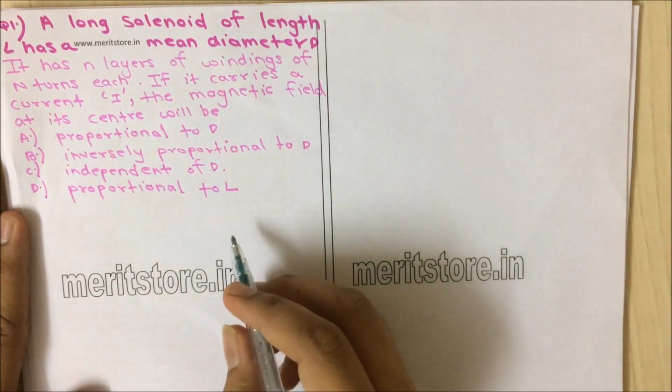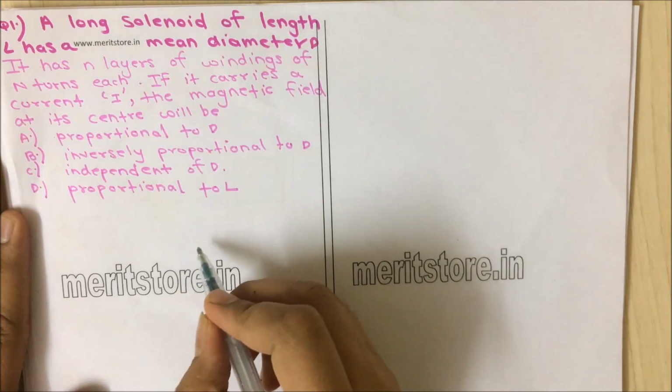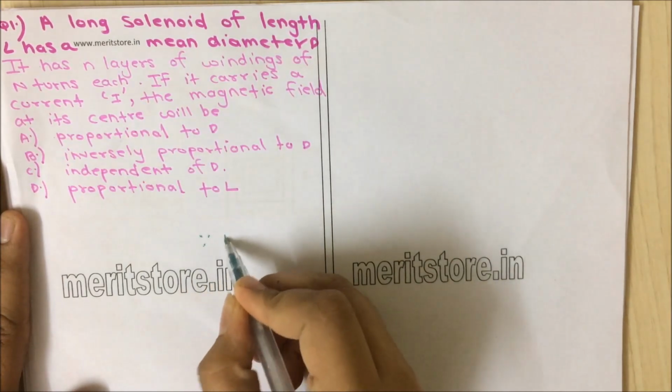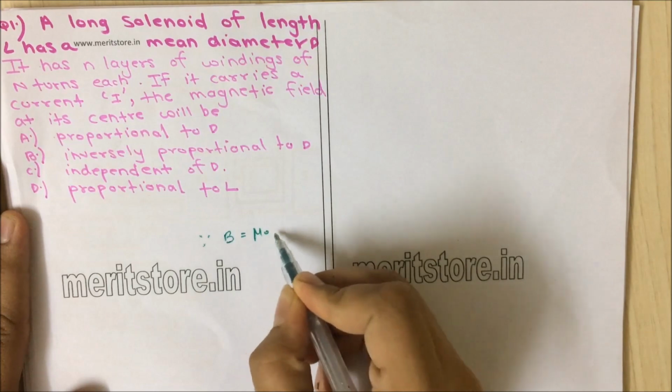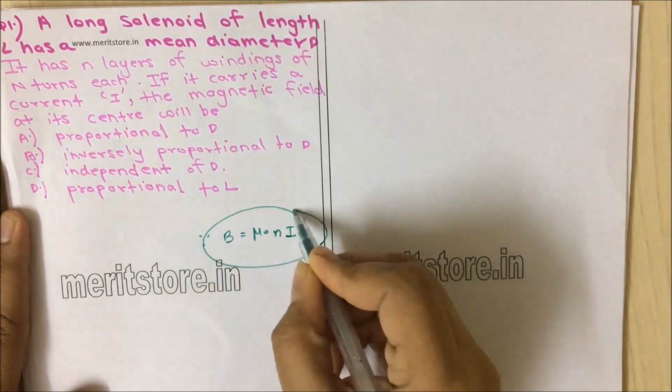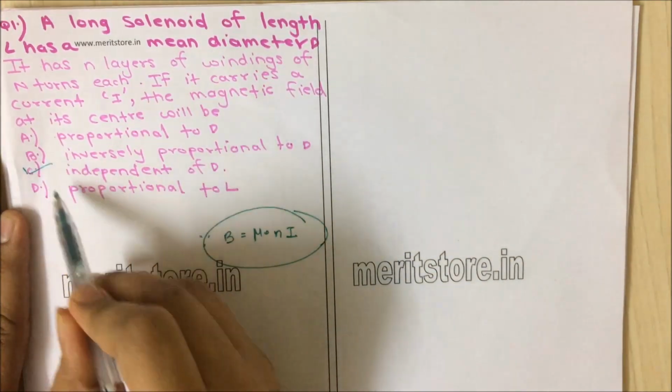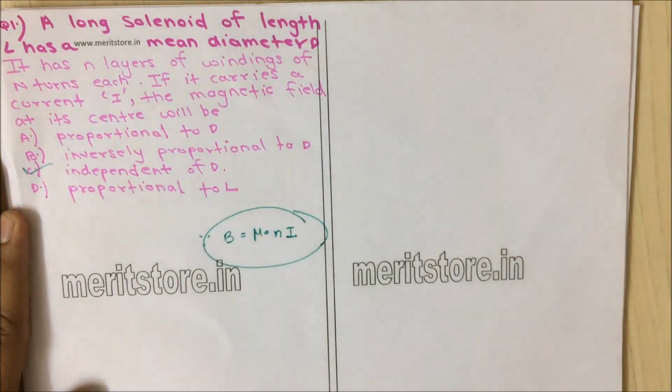Now, the magnetic field due to a solenoid is independent of diameter. That is, the formula for B is equal to mu 0 n I. So, as it is independent of diameter, option C is the correct answer, independent of D.